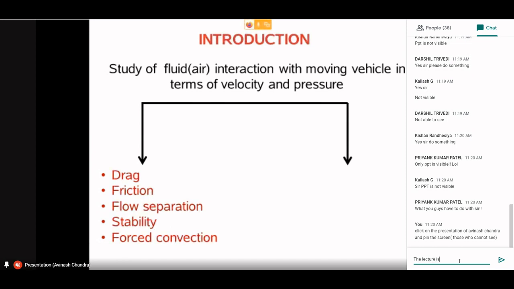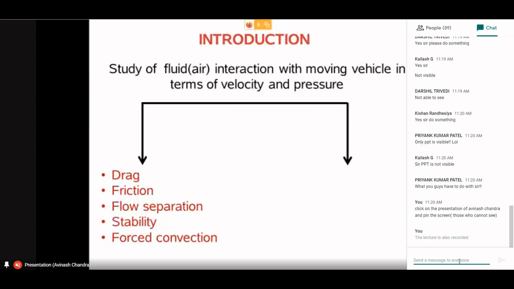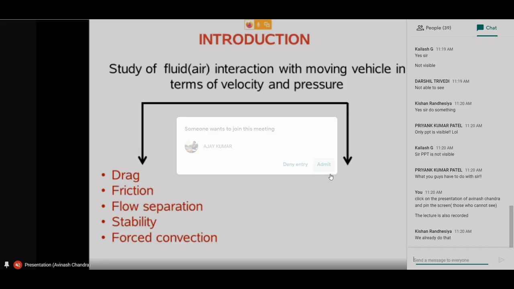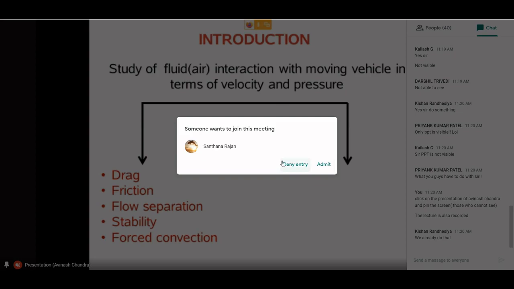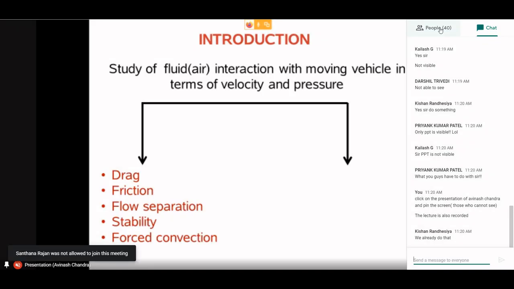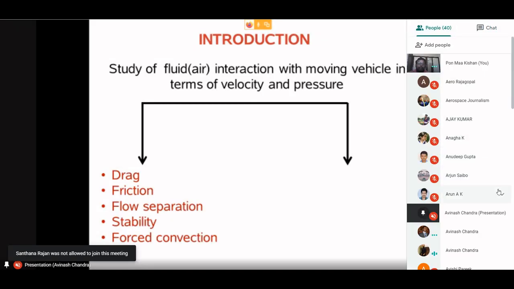Is the speed okay, or shall I go a little slower? Yes, sir, it is okay. Speed is okay, sir. The problem is many of them are typing in the comment box that they cannot see the presentation. Can you just tell them how, so they can see it?